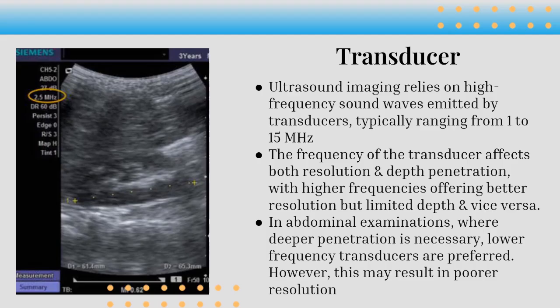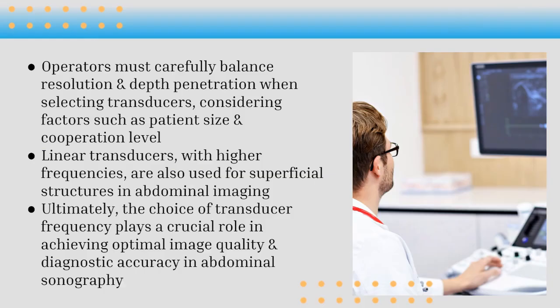Ultrasound imaging relies on high-frequency sound waves emitted from transducers, typically ranging from 1 to 15 megahertz. The frequency of the transducer affects both resolution and depth penetration, with higher frequencies offering better resolution but limited depth, and vice versa. In abdominal examinations where deeper penetration is necessary, lower frequency transducers are preferred. However, this may result in poorer resolution.